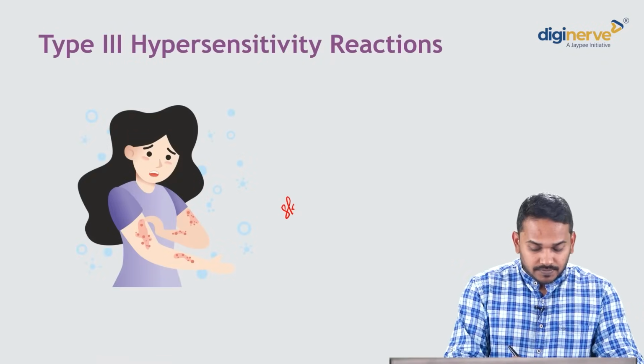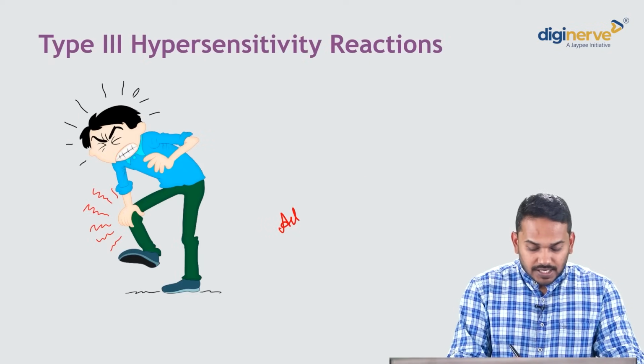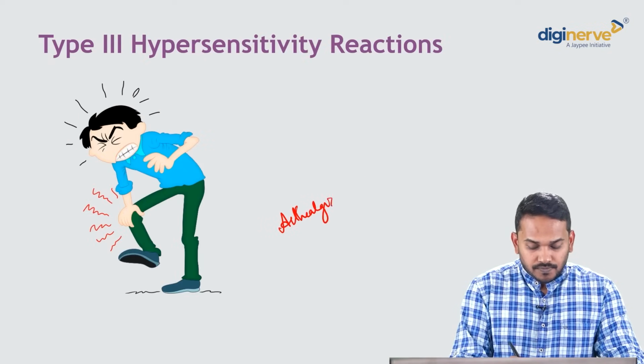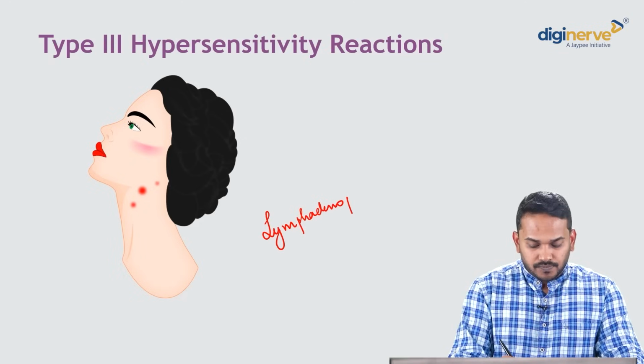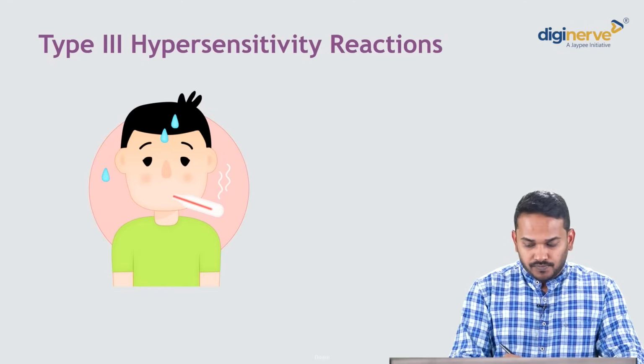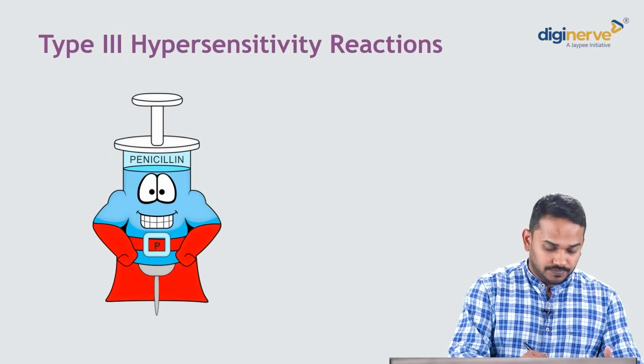This can manifest as skin eruptions, arthralgia, lymphadenopathy, and fever. Type 3 hypersensitivity reaction is also produced by penicillins.